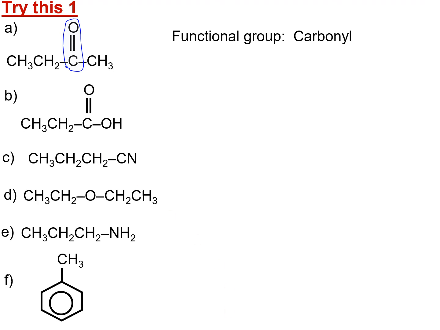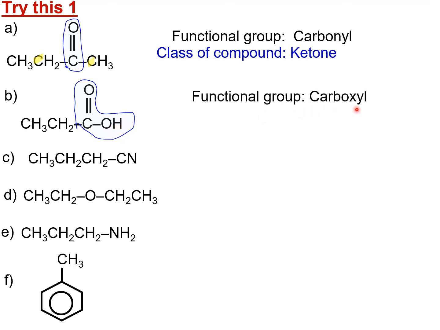Okay, asalkan dia diapit oleh dua carbon atoms kat sini. Therefore we know that the class of compound adalah ketone. Okay, class of compound for this kind of carbon ni adalah ketone, bukannya aldehyde. Kalau kat hujung aldehyde kena kat hujung ni mesti wajib H. Alright, so next organic molecule, okay, I can see that ada functional group C double bond O, OH. So what is the name of functional group C double bond O, OH?